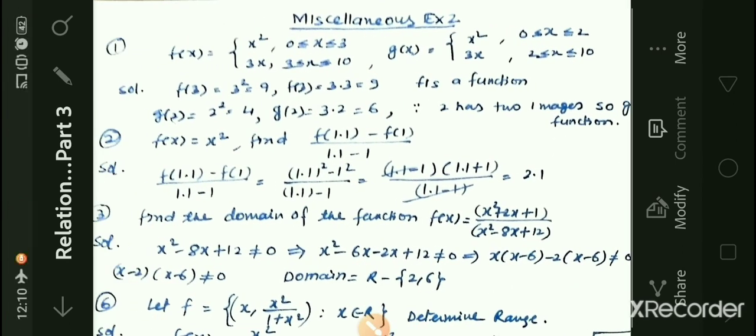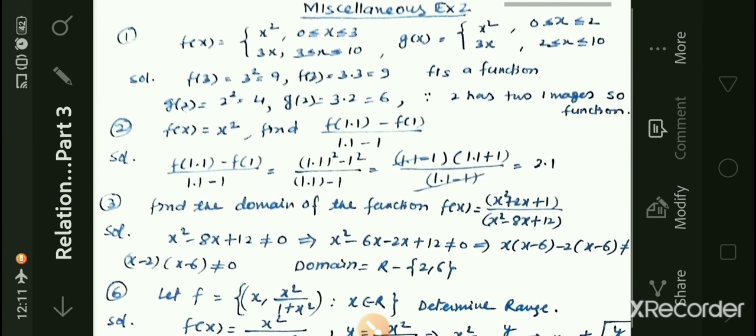Now move to question number 2. f(x) is equal to x square. Find (f(1.1) minus f(1)) divided by (1.1 minus 1). Now simply substituting values of x, (1.1 whole square minus 1 square) divided by (1.1 minus 1) is equal to (1.1 minus 1) into (1.1 plus 1) divided by (1.1 minus 1). Now after solving it, you will get 2.1.